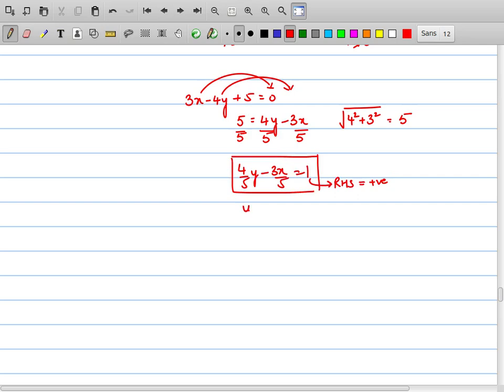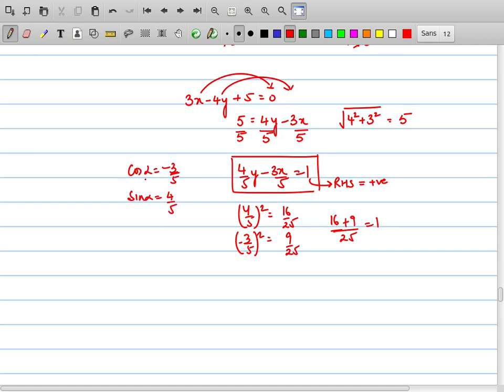And what is 4 by 5 square? 16 by 25. What is minus 3 by 5 square? This is 9 by 25. If you add them, 16 plus 9 upon 25 gives you 1. Therefore, what is cos alpha? Cos alpha is the coefficient of x, therefore minus 3 by 5. And what is sin alpha? 4 by 5.